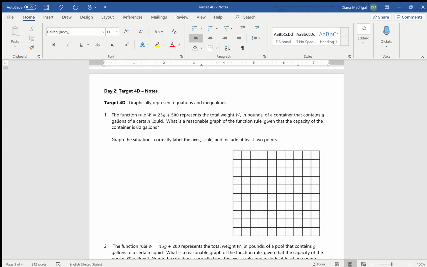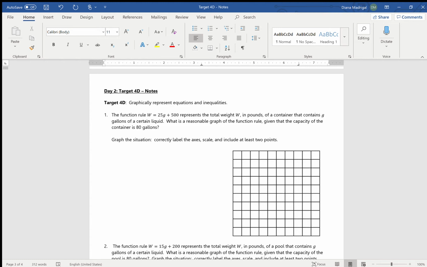Now that we practiced how to identify the inequality from a graph, we are actually going to be able to create it ourselves. This goes back to what we did in Target 3D. Remember when we had an empty graph, and we had to label it by giving the title and the scale? We're going to do the same thing.